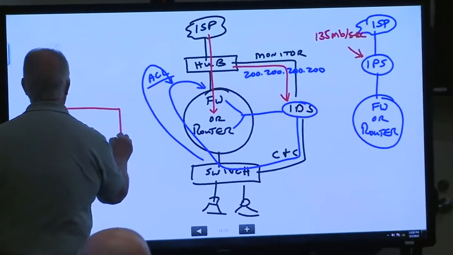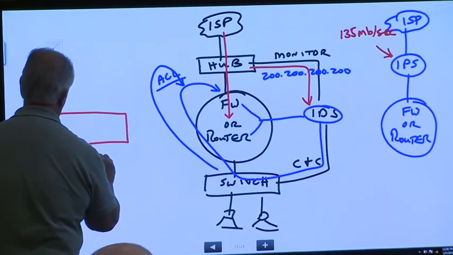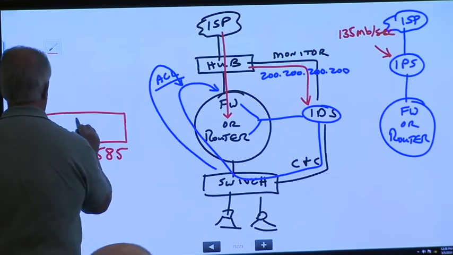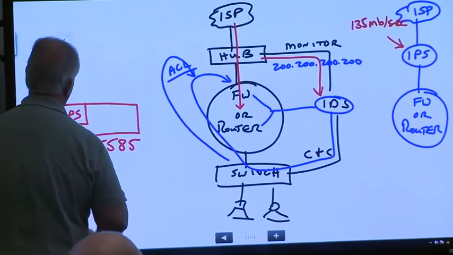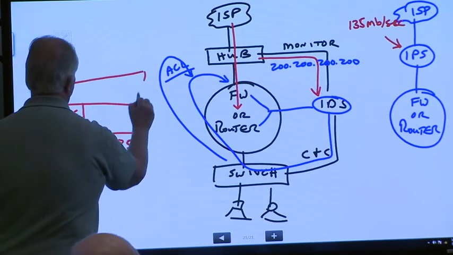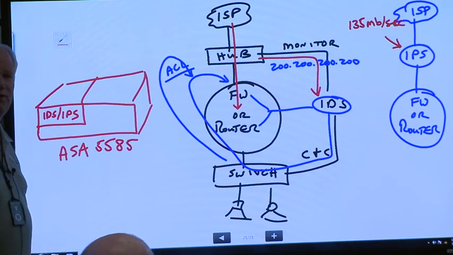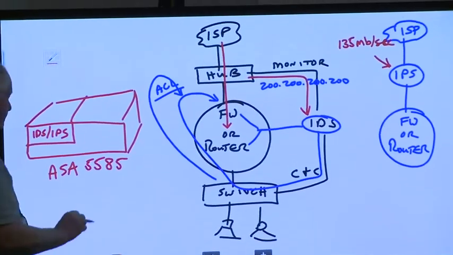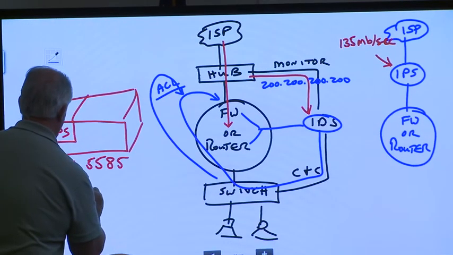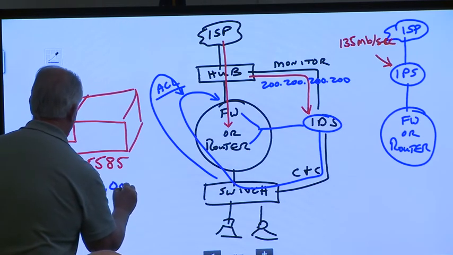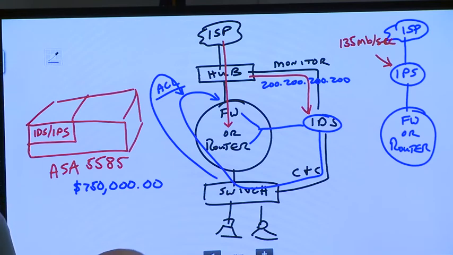Your 10 gig IDS fits inside of an ASA 5585. So your IDS IPS fits right here. It's a little module that sits inside of this box that we got right here. So it's a pretty big module that fits in here. You know how much the 5585 is that handles this thing? $750,000.